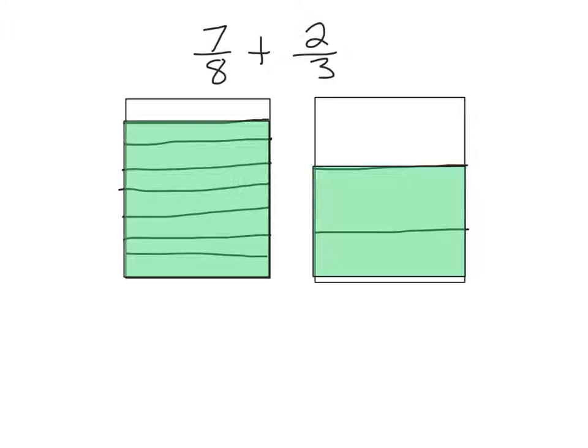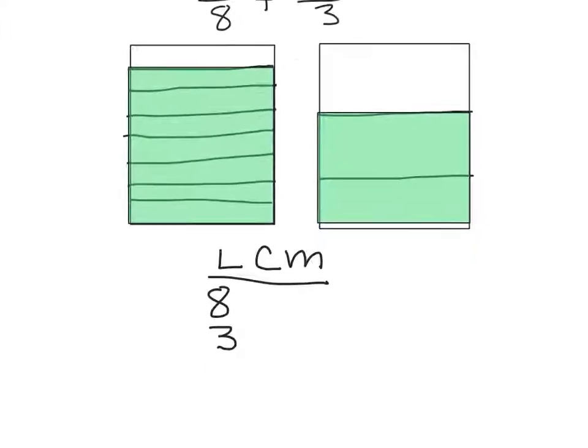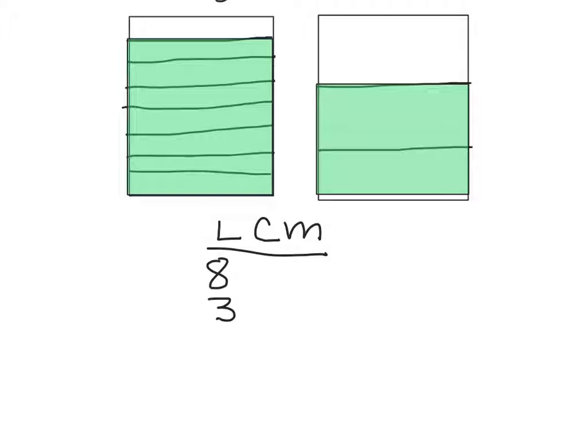Now I'm moving on to the second thing, and that is my least common multiple, or LCM, right? And I'm going to use the 8 and the 3 because those are my denominators, right? So first I'll count by 8s. I'm going to give myself a little more room here. And I've got 8, then 16, then 24, and then 32.